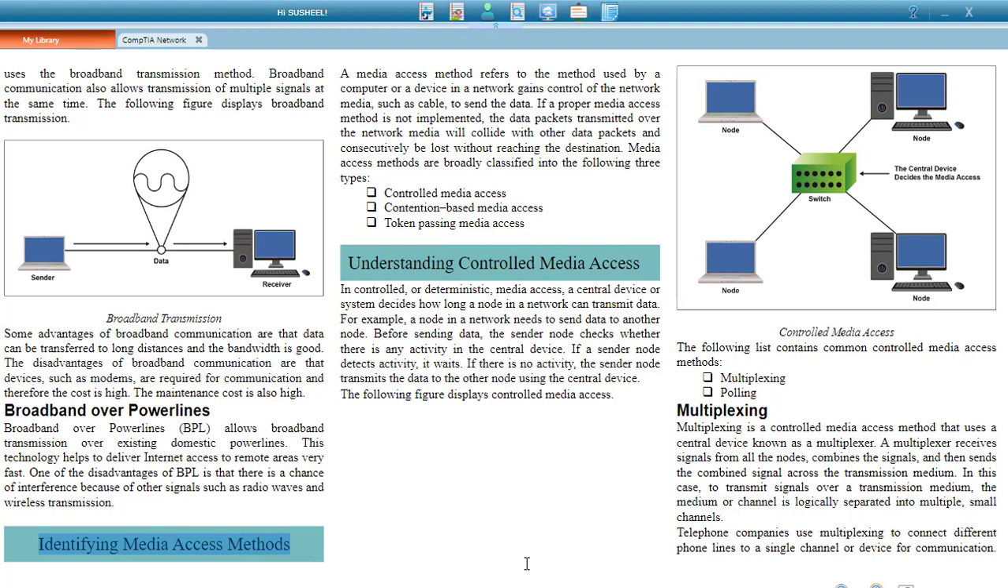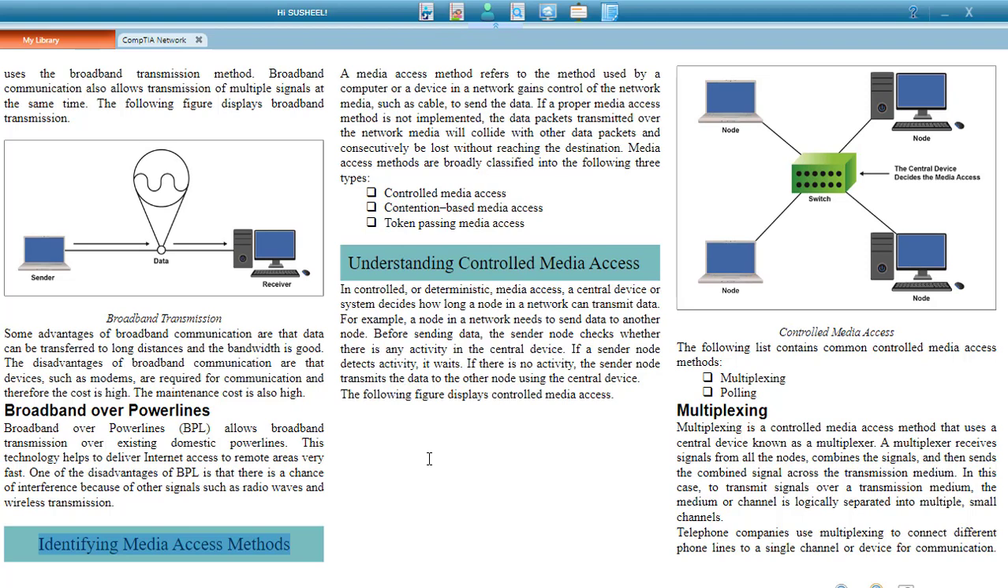Identifying media access methods. A media access method refers to the method used by a computer or a device in a network to gain control of the network media, such as cable, to send the data. If a proper media access method is not implemented, the data packets transmitted over the network media will collide with other data packets and consequently be lost without reaching the destination. Media access methods are broadly classified into the following three types. Controlled media access, contention-based media access, token passing media access.